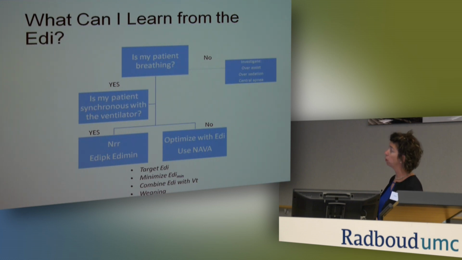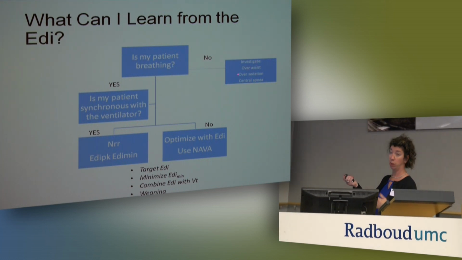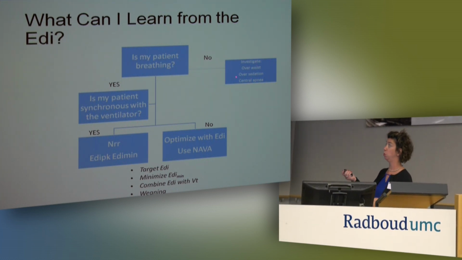So this is my summary slide, and I'm hoping it can kind of set the stage for the next 2 days' lectures. What can I learn from the diaphragm electrical activity? Well, the first thing is you can actually ask yourself, is my patient breathing? If your patient is not breathing, you must investigate, because a patient should be breathing. You must investigate if they're over-assisted, over-sedated, or if this is a central apnea issue for babies. If they are breathing spontaneously, are they synchronous with the ventilator? If they're not synchronized with the ventilator, you can optimize your conventional settings using the diaphragm activity. You can use NAVA.